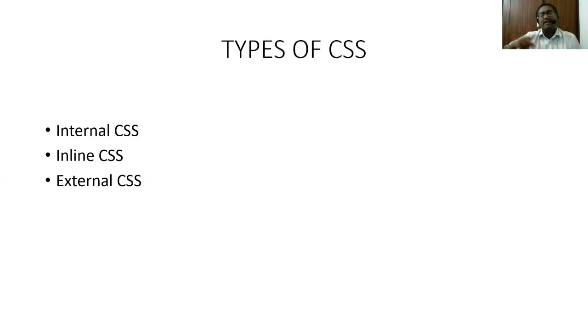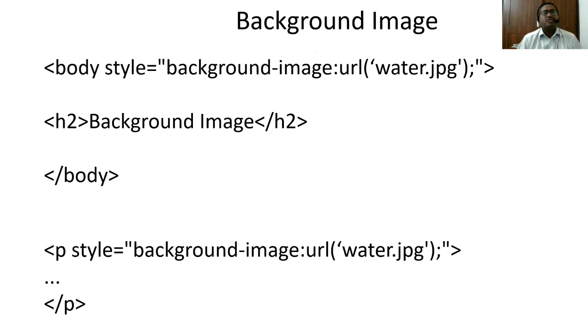HTML is one file and CSS is another file. The HTML file extension is .html. The CSS file extension is .css. It is called external. So how do we set a background? For example, if you want to set a background for the entire body of the web page, that's the body. So style equals background-image: url of water.jpg. So the water image will display behind.